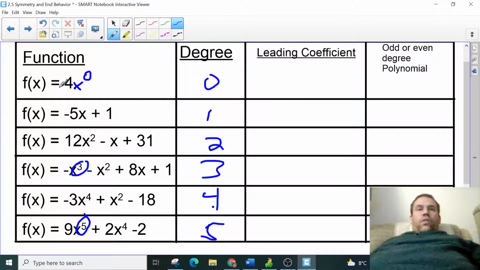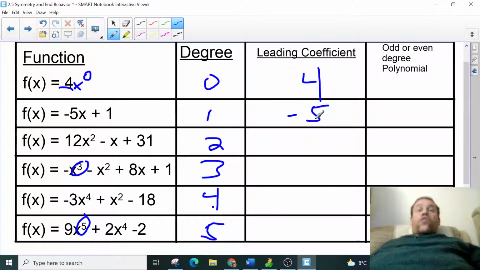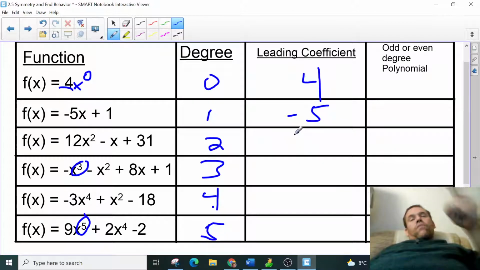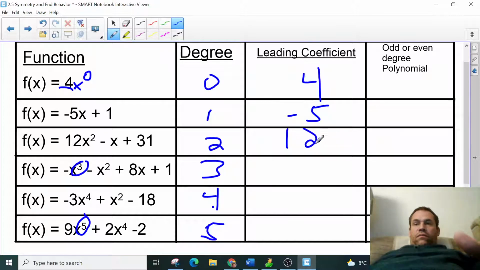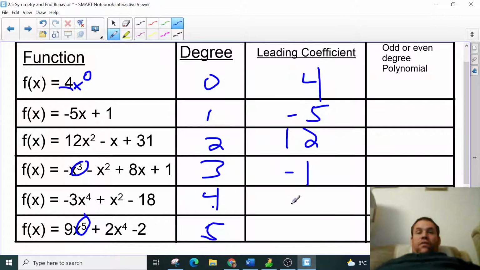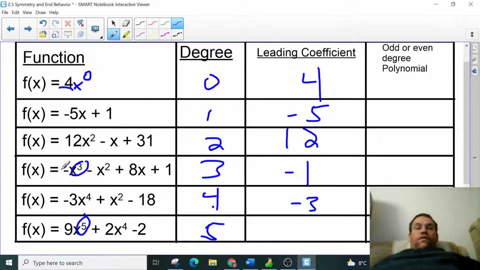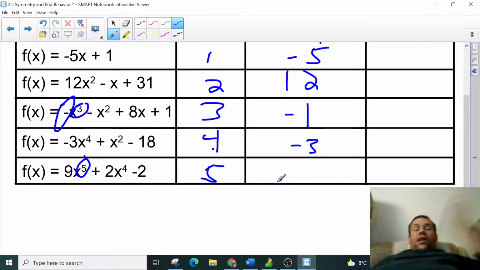So the leading coefficient is what's in front. So that's a 4. This is a -5. Can you tell me what the next one is? Go to the highest degree, and it's the leading coefficient that's in front. So it's just going to be a 12, then -1, and then this one is a -3. Notice the -1 is invisible. You can't really see it, but it's an invisible -1.